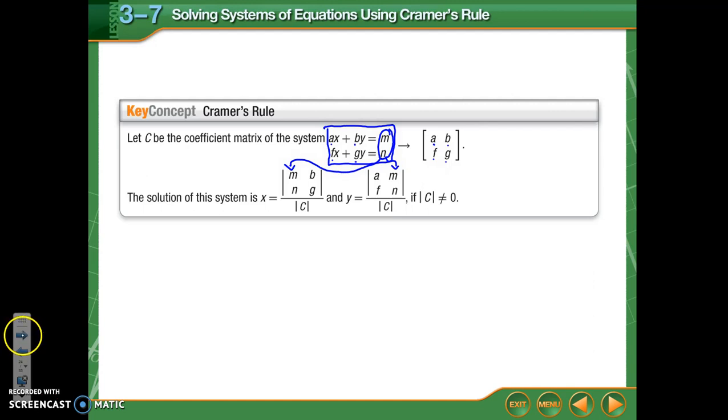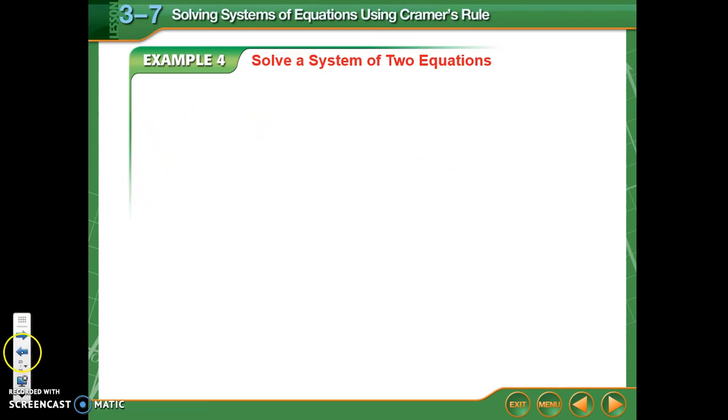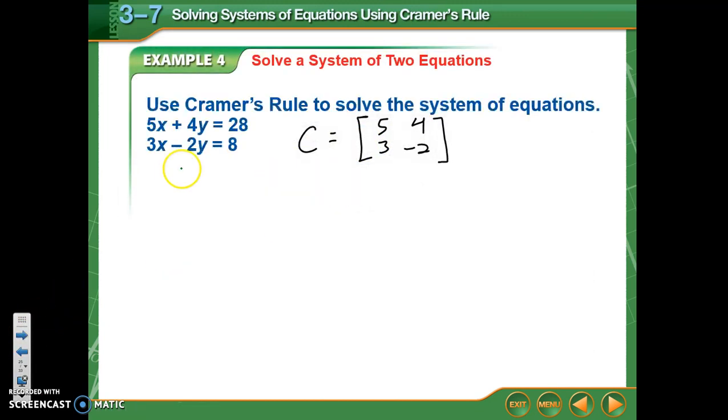Let's look at an example because I think that will make it much more clear. So we're going to use Cramer's rule to solve this system. Okay, so this is my coefficient matrix. Now I need to make two other matrices. If we look back here at the rule, I need the matrix for x and the matrix for y. Our book doesn't do this, but sometimes I think it makes sense to call them dx and dy, and we will find those. So my x matrix, again, I'm going to take the constants 28 and 8, and I'm going to replace the x column with those.